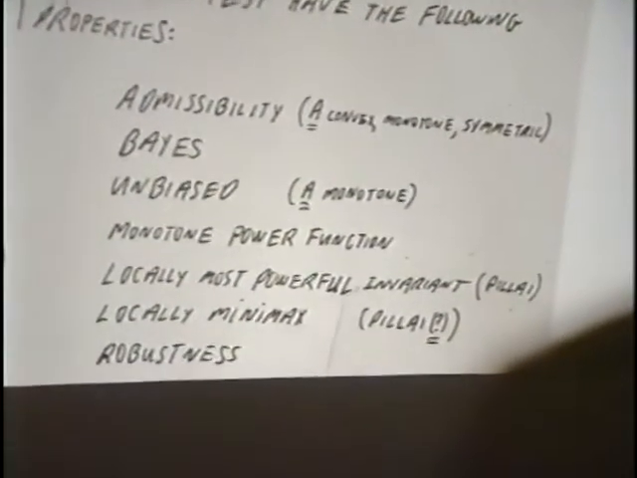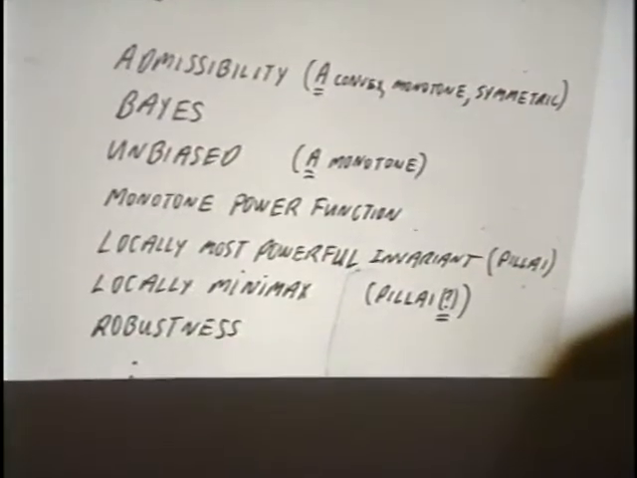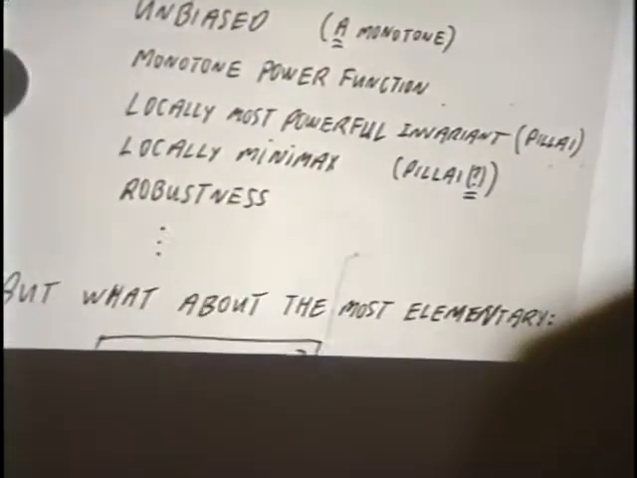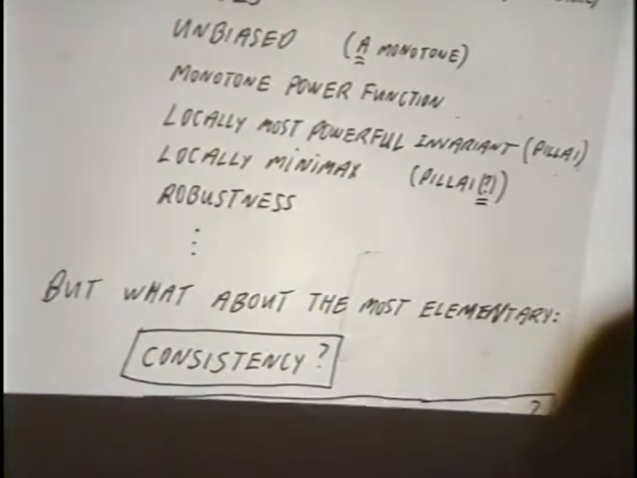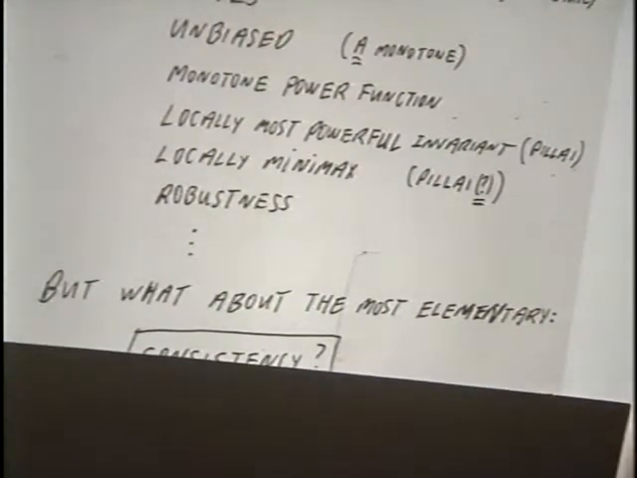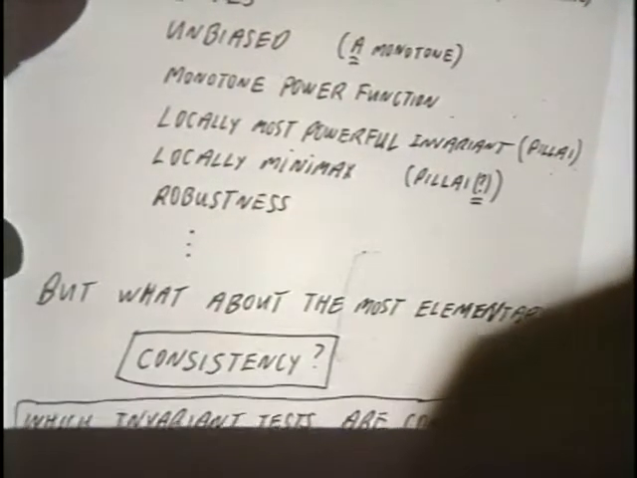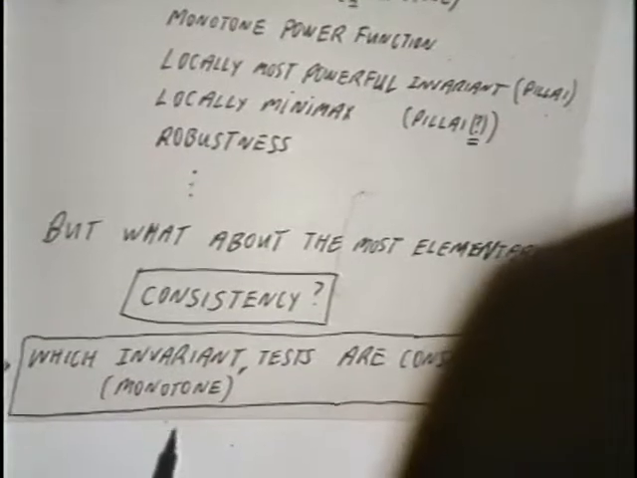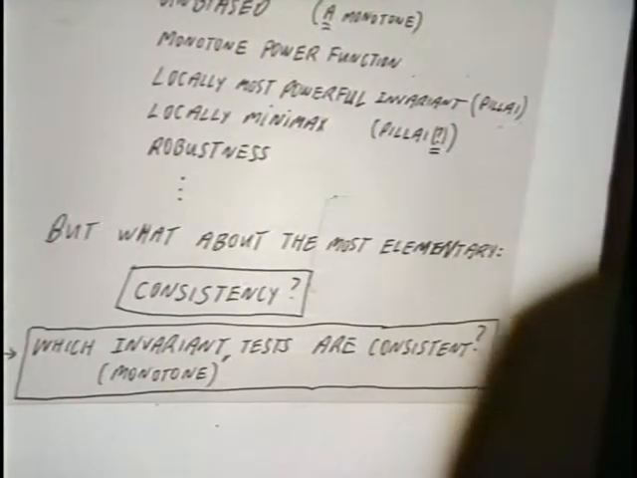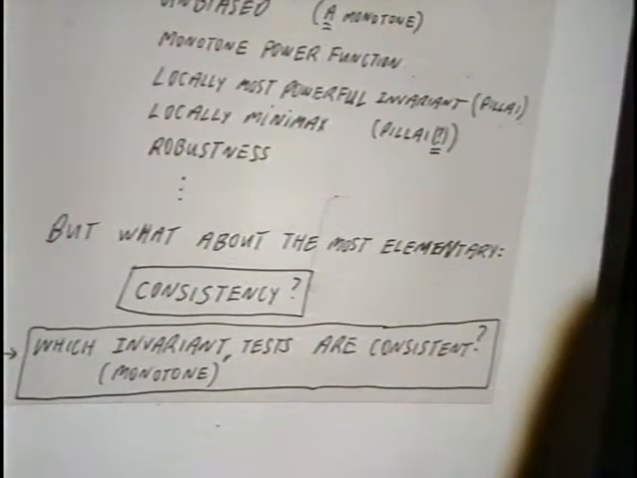Lots of work has been done on these questions, but to our knowledge, there has been little or no work on perhaps the most elementary question, consistency. Which invariant tests for the multivariate analysis of variance are consistent, restricting ourselves to monotone acceptance regions? And that's the subject of our work.